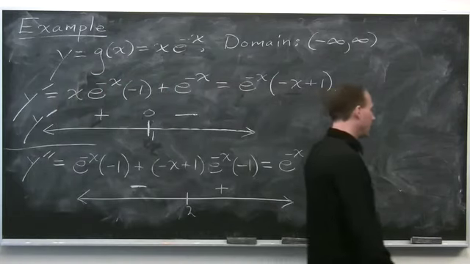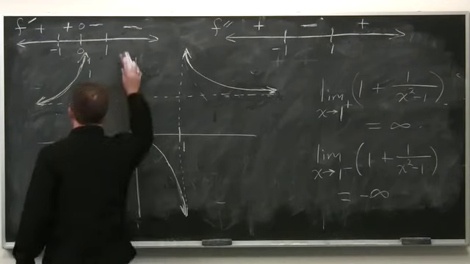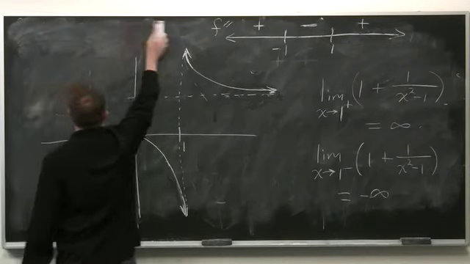All right. What about asymptotes? This function is continuous and not undefined anywhere, so there aren't any vertical asymptotes.